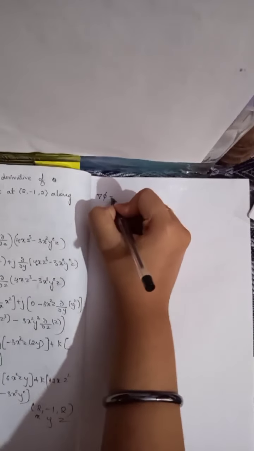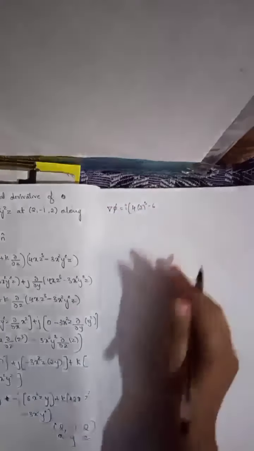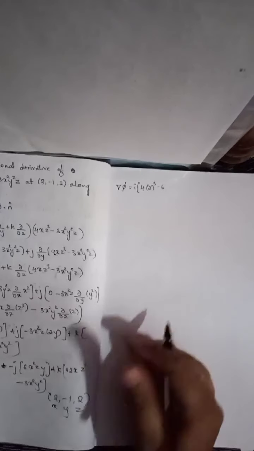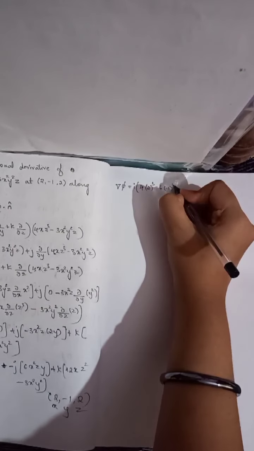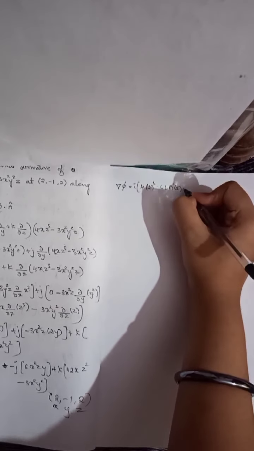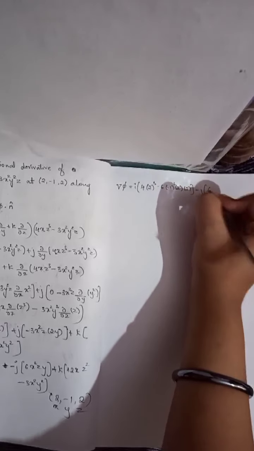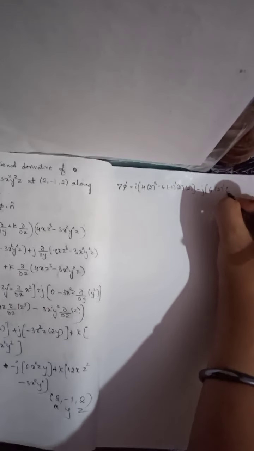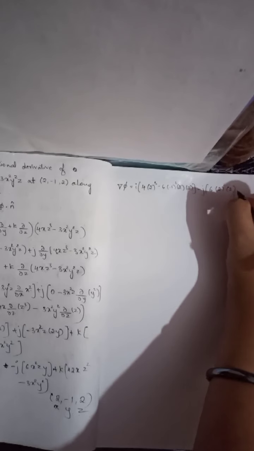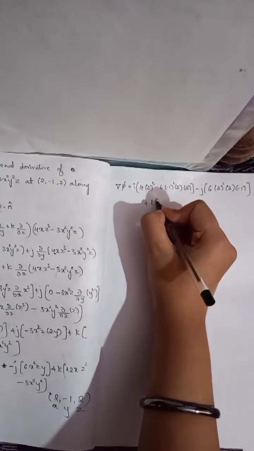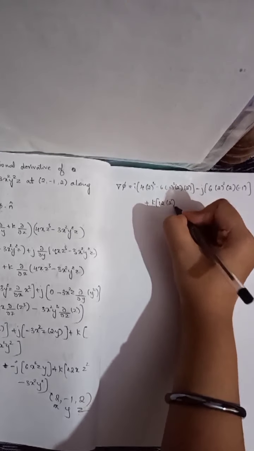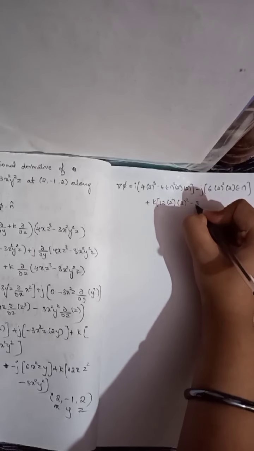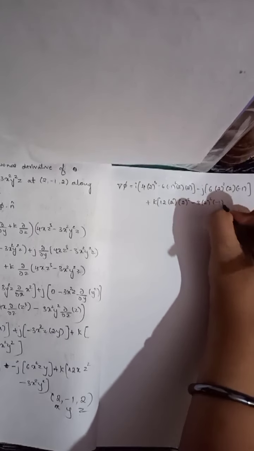So what will we get if we put the values? Del phi is equal to i into 4 into, here we have z, and the z value is 2, so 2 cube, minus 6 into y square, y value is minus 1 the whole square, z value is again 2 and x value is again 2, minus j into 6 of x is 2 square, z is again 2, y is again minus 1, plus k into 12 of x is 2, z is 2 square, minus 3 into x is 2 square and y is minus 1 the whole square.